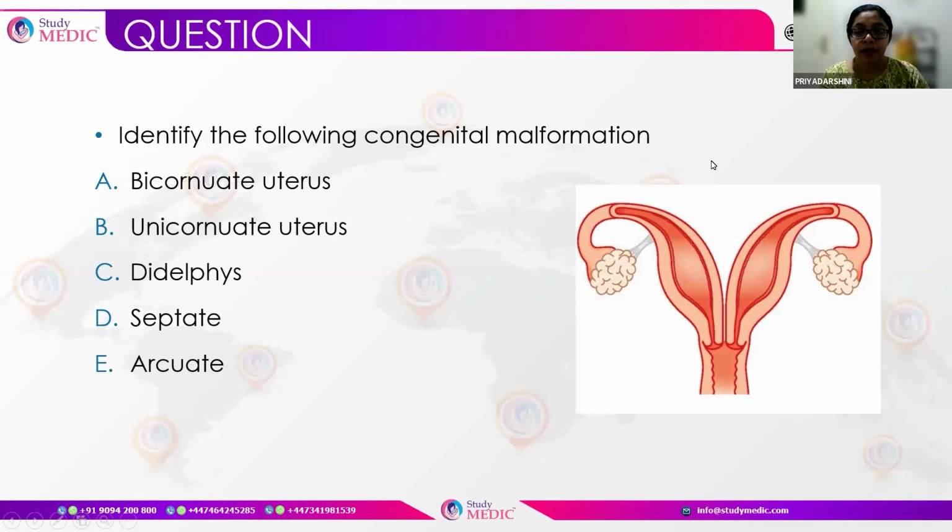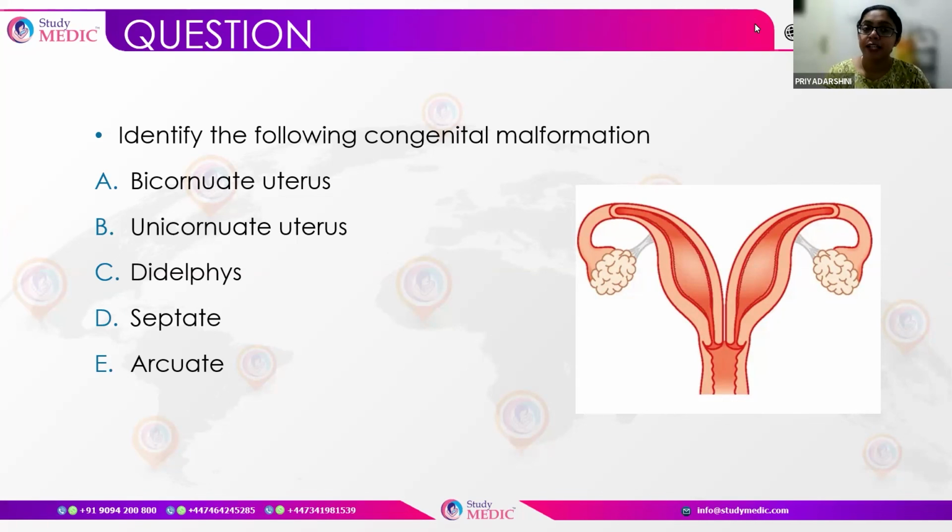Now, image-based questions can be expected. Identify the following congenital malformation, and we have various uterine malformations that I mentioned. Having a close look at the picture, we have two fallopian tubes, we have the ovaries. Coming down below, we have two uterine cavities, two cervices and one vagina. So there is a complete duplication, and this is called uterine didelphys.